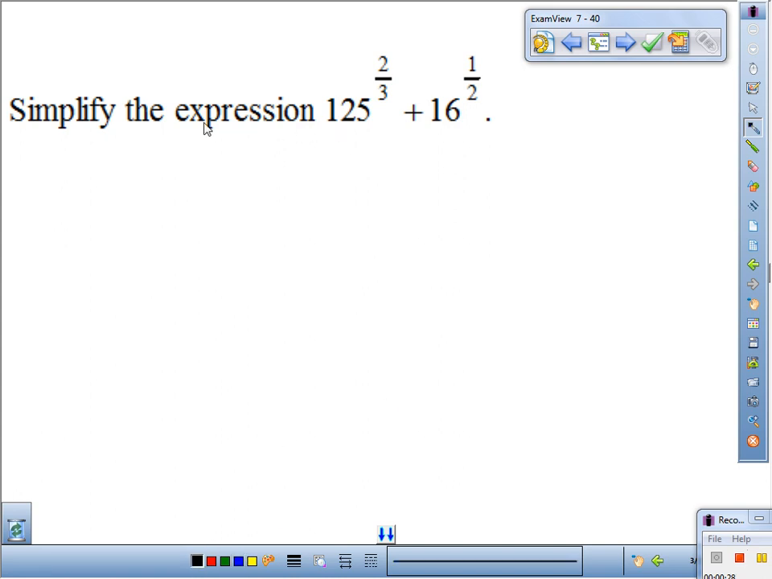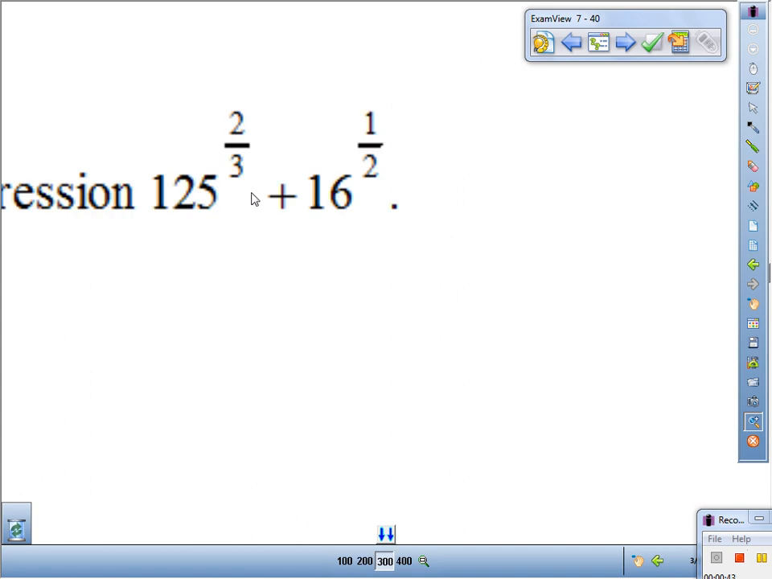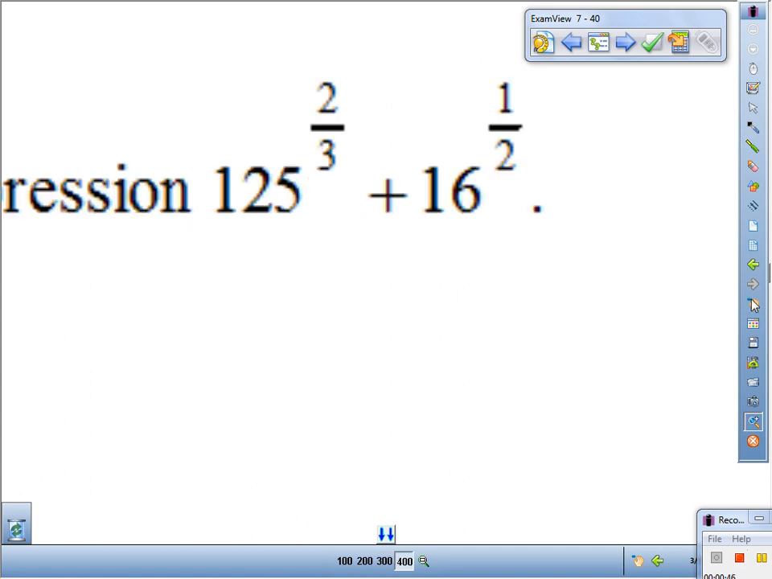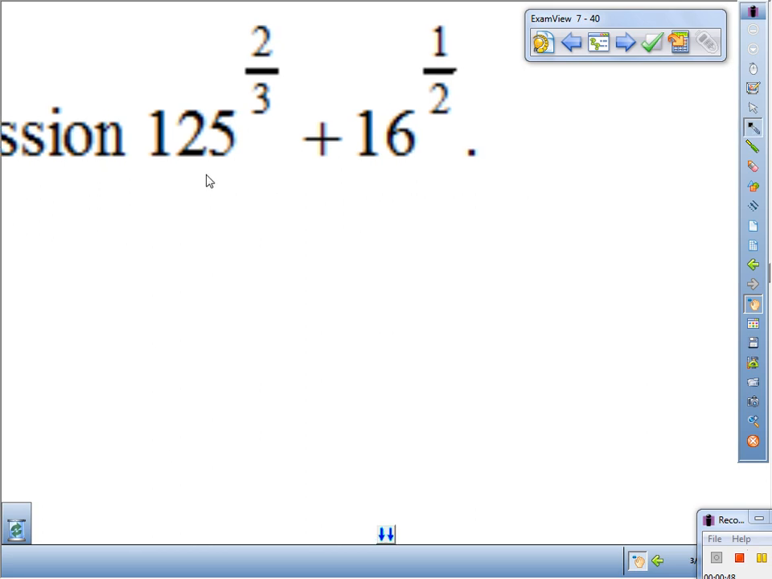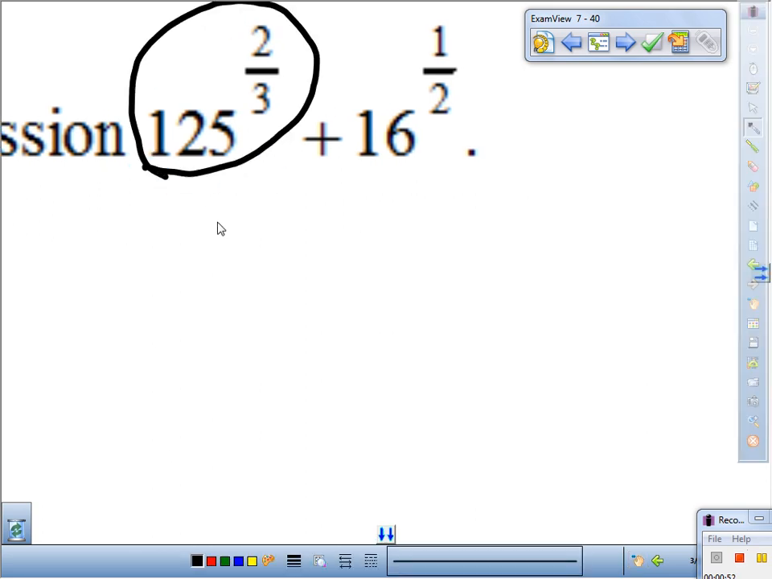Here we go. Simplify the expression 125 to the 2/3 power plus 16 to the 1/2 power. The first thing we're going to do is rewrite this exponential expression. Why? Because we cannot have a number greater than 1 in the numerator of that fraction. So this becomes 125 to the 1/3 times the second power. Therefore, we're going to focus on this one.